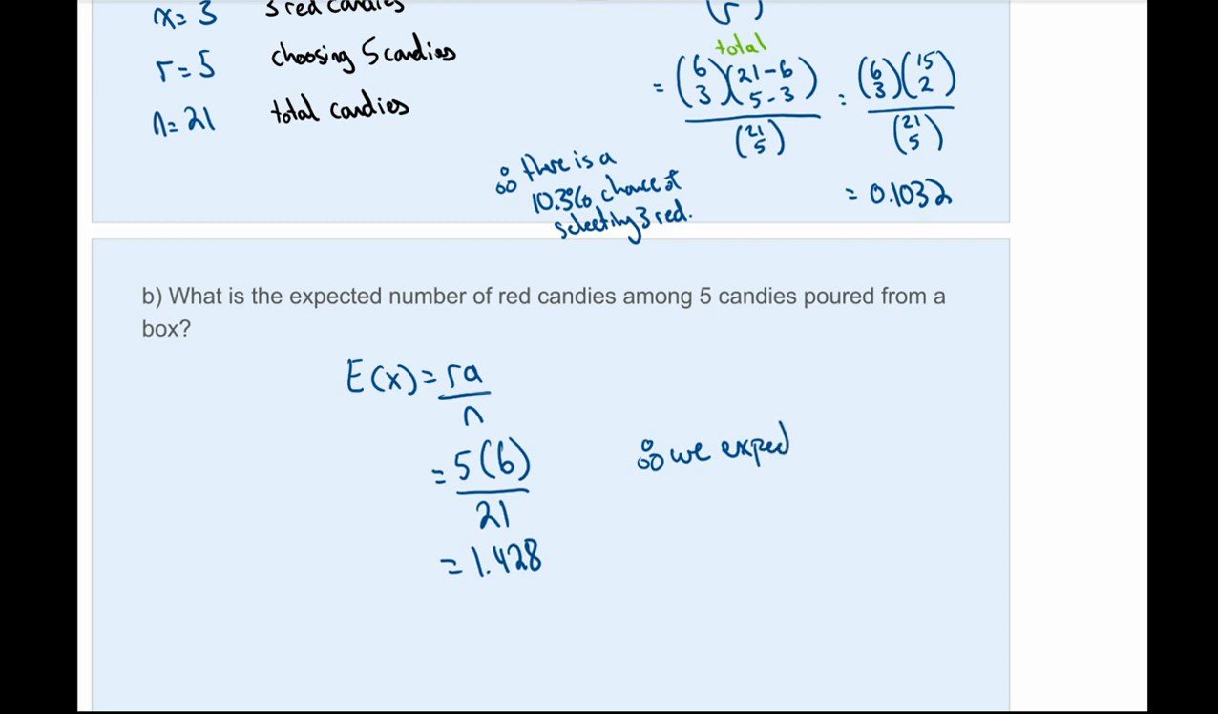So therefore, we expect 1 or 2 red candies out of 5. So again, this last example was more or less using the formula to answer specific questions and not create a full distribution.